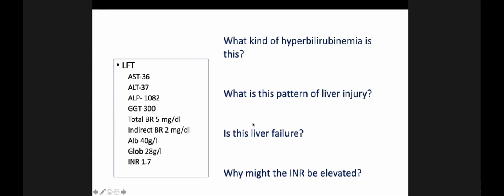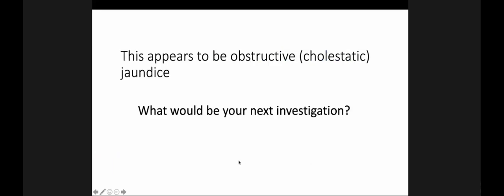So this is not liver failure, right? This is just cholestasis. The problem is not necessarily in the liver function. Based on our liver function tests, we are quite convinced that this is obstructive jaundice, as we worked out based on our clinical assessment as well. So what is our next investigation?